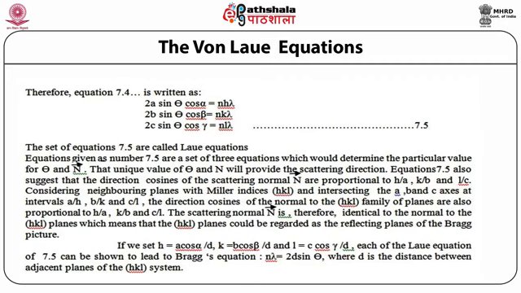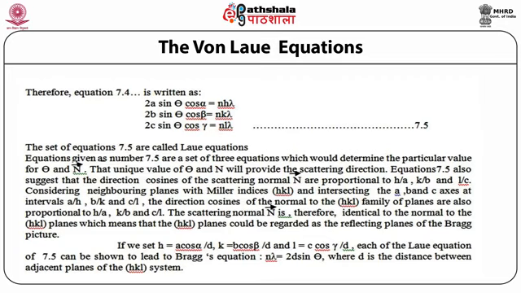Equations 7.5 are a set of three equations which would determine the particular values for theta and N. That unique value of theta and N will provide the scattering direction. Equations 7.5 also suggest that the direction cosines of the scattering normal N vector are proportional to H by A, K by B, and L by C.